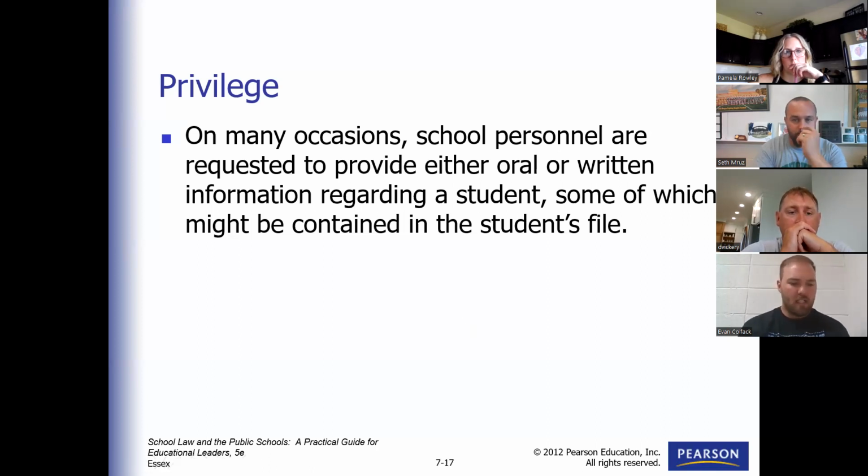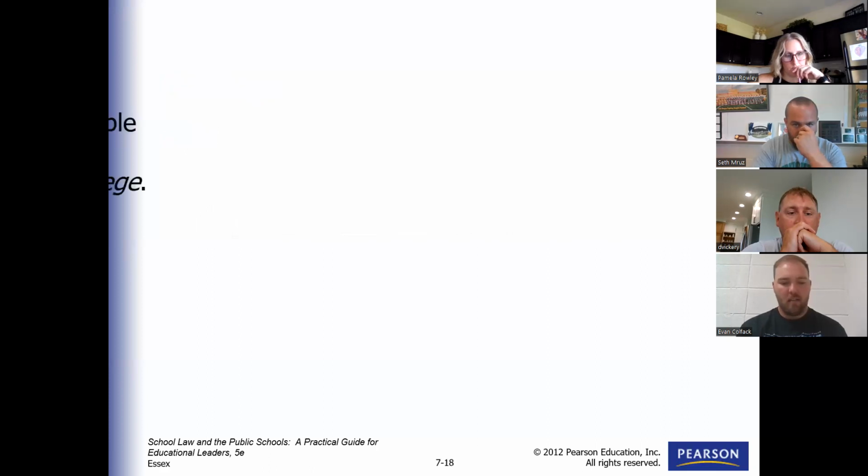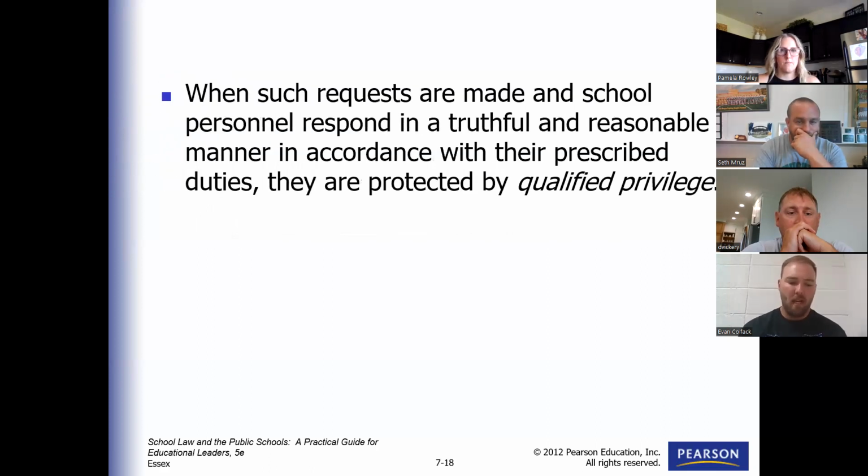And on the next slide, when such requests are made, we must make sure it's protected by a qualified privilege. And qualified privilege is the right to make a statement or report without being held liable for defamation or other legal claims, as long as the statement is made in good faith for a legitimate purpose.